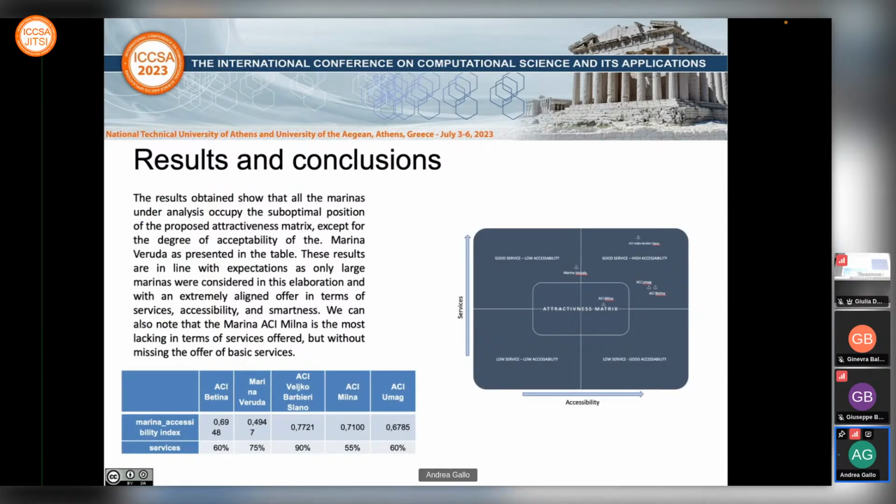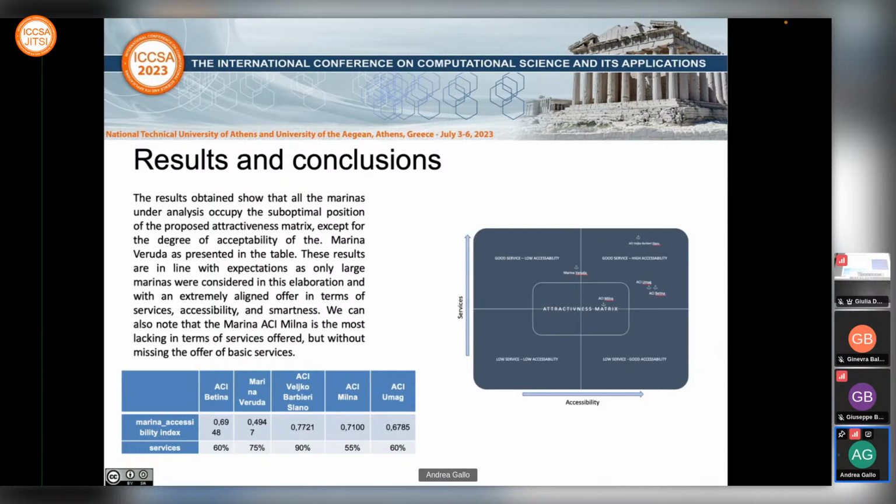Here we can see the final result for these different marinas, where for the five marinas presented before, so Aci Bettina, Marina Veruda, Veli Žal Biadesano, Aci Milna, and Aci Umag, all of these marinas have a good level of service offered, but in particular, Marina Veruda has a lower level of accessibility. But we can also see that, for instance, Aci Milna and Aci Bettina have a lower level of service.